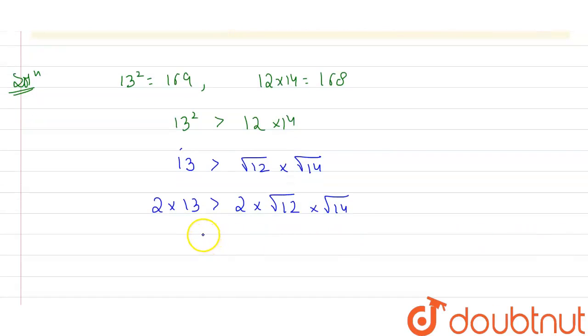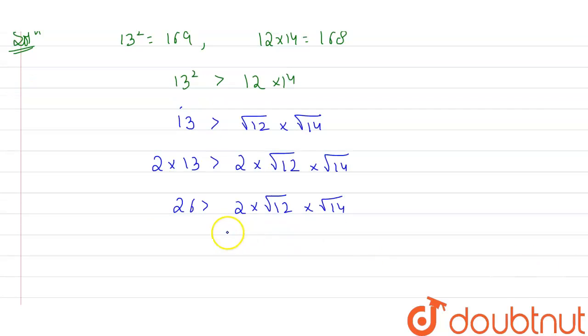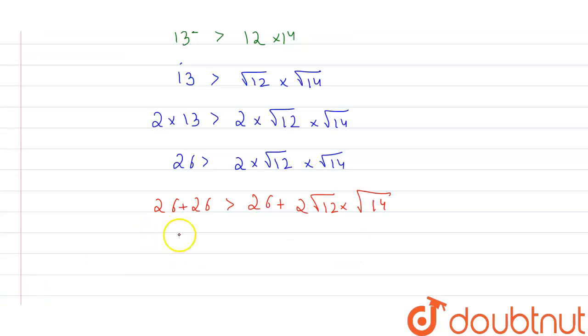After this I can write this as 26 greater than 2 into root of 12 into root of 14. Now I can add 26 to both sides. So 26 plus 26 is greater than 26 plus 2 under root 12 and under root 14 with the product. Now this LHS part will become 52, because 26 plus 26 is 52.